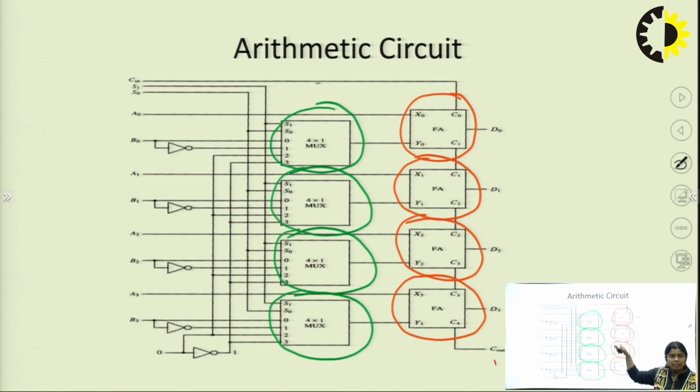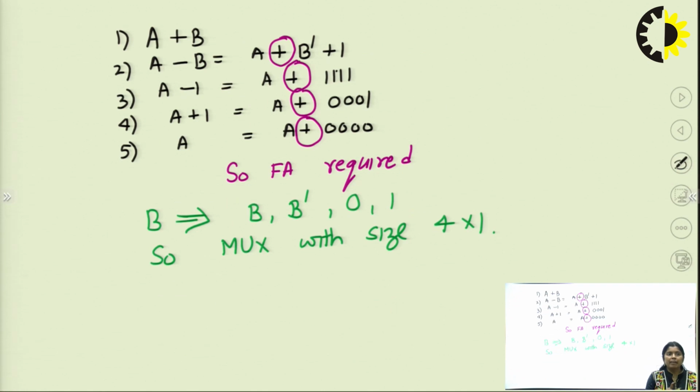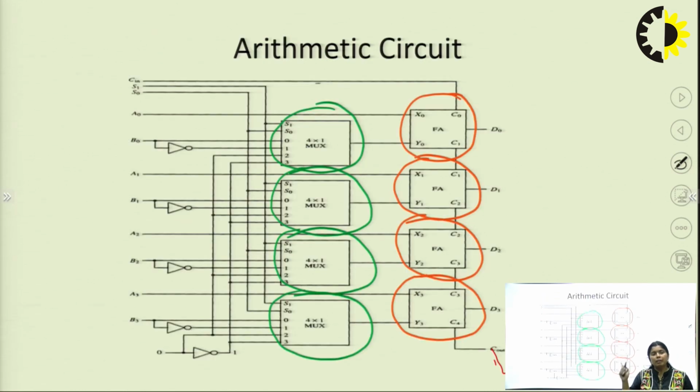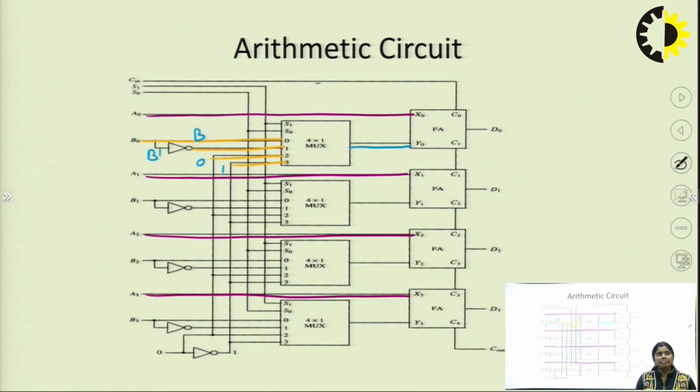There are 4 multiplexers and 4 full adders. What will be the size of each multiplexer? Because B has four values, B, B complement, 0 and 1, the multiplexer size is 4 cross 1. We are not taking 8 cross 1 because B has only four values. Because it is a 4 cross 1 multiplexer, the number of selection lines is log base 2 of 4, so there are 2 selection lines, S0 and S1.